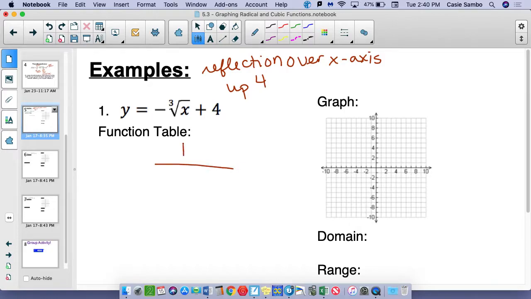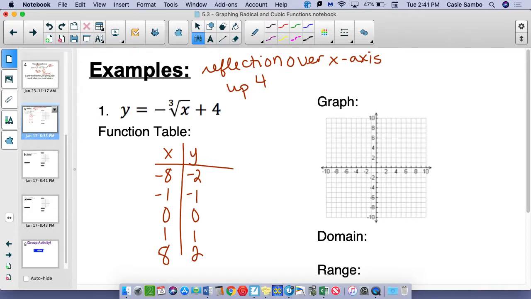Function table. We're going to start with the parent function table for the cube root. So negative 8, negative 1, 0, 1, 8, which is negative 2, negative 1, 0, 1, 2. Then we're going to put our transformations on our table. Remember that the outside affects the y, the inside affects the x.